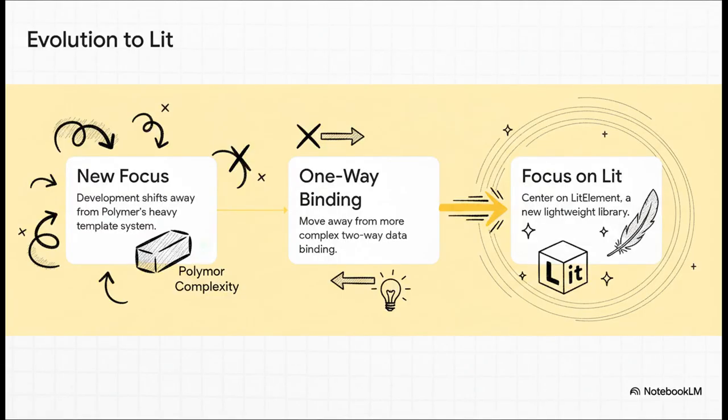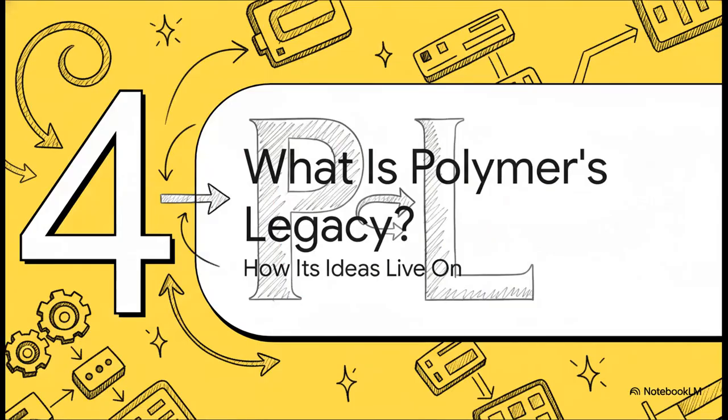So what was this big shift? Well, the team decided to move away from some of Polymer's heavier features, like its own special templating system and something called two-way data binding. Now, two-way binding was powerful, but in a really big app, it could make it super hard to figure out how your data was changing. The new goal was to be simpler, faster, and stick closer to the web's native standards. All that effort got refocused into a brand new, super lightweight library called LitElement, the lean, modern successor to Polymer.